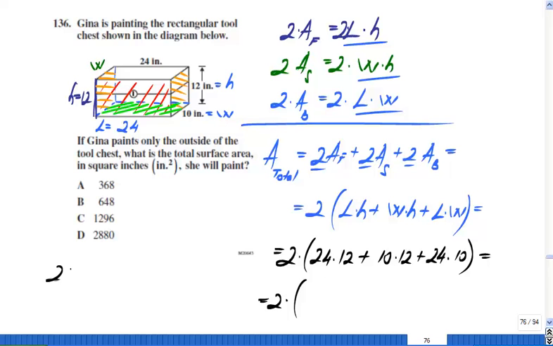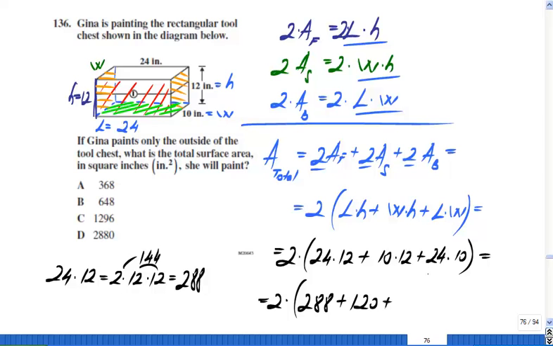What is 24 times 12? Well, an easy way to multiply 24 times 12 would be to write 24 as 2 times 12 and then times 12. We know that 12 times 12 is 144. All you have to do is multiply 2 times 144, which is 288. It would be 288 plus 12 times 10, 120, plus 24 times 10, which will be 240. Okay, and let's add the parentheses.